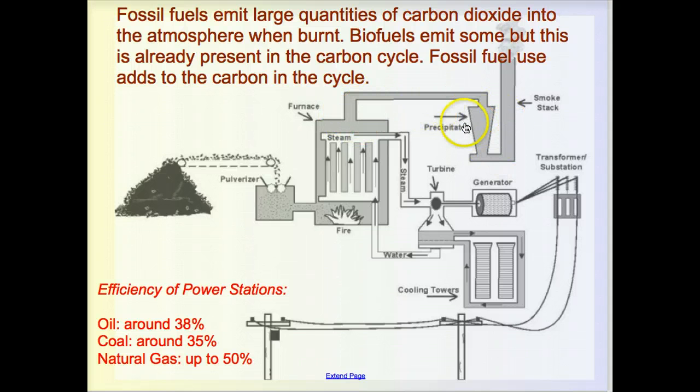This precipitator takes out some of the pollution, the particulates, and then we've got the gases and smoke going up here, all the greenhouse gases, the carbon dioxide and stuff. The efficiency, due to thermodynamic reasons, has a maximum possible of only a little over 50%. Natural gas power stations are almost up to 50% efficient, much better than coal and oil, which are stuck around 35 to 38% efficient. So natural gas is better on many fronts, more efficient and less pollution.